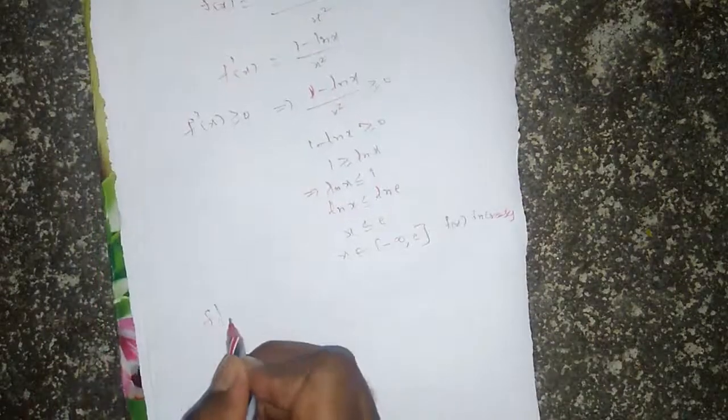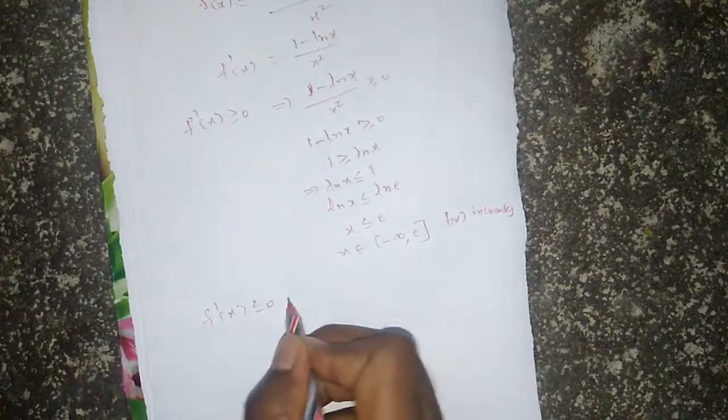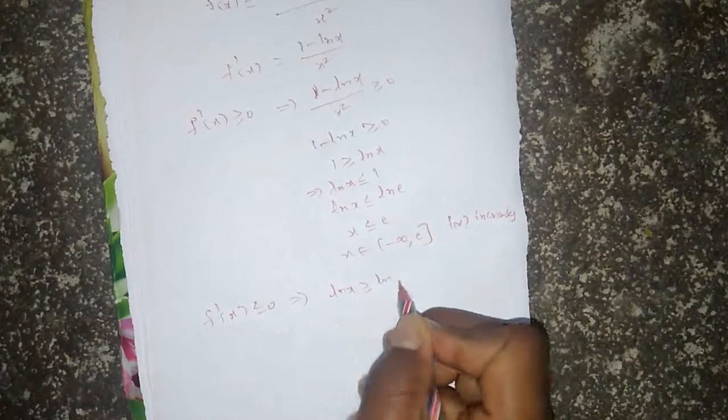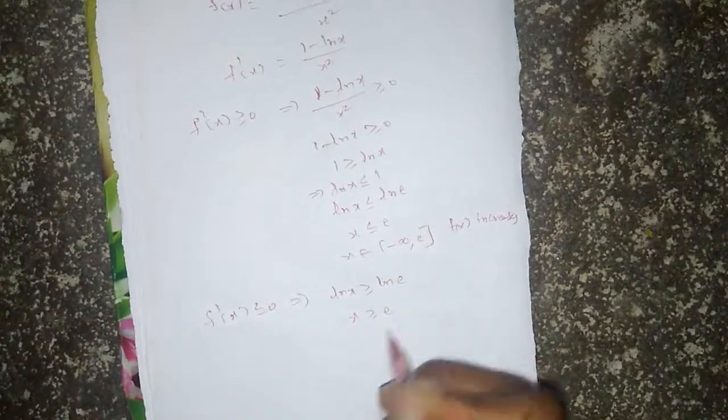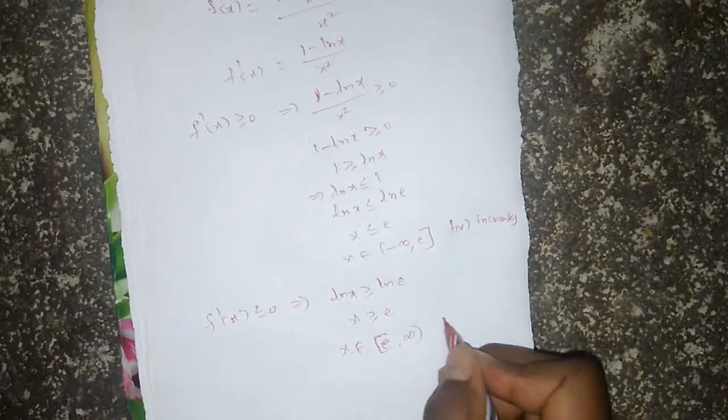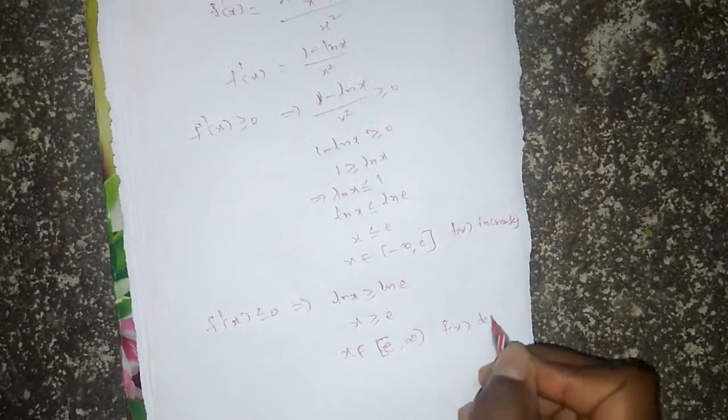Similarly, f dash of x less than or equal to 0, we will get log x greater than or equal to log e, that is x greater than or equal to e. x belongs to e to infinity, the interval in which f of x decreases.